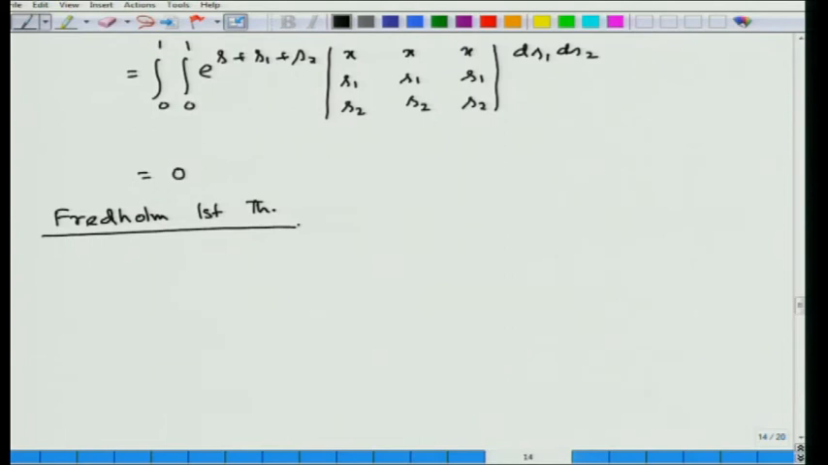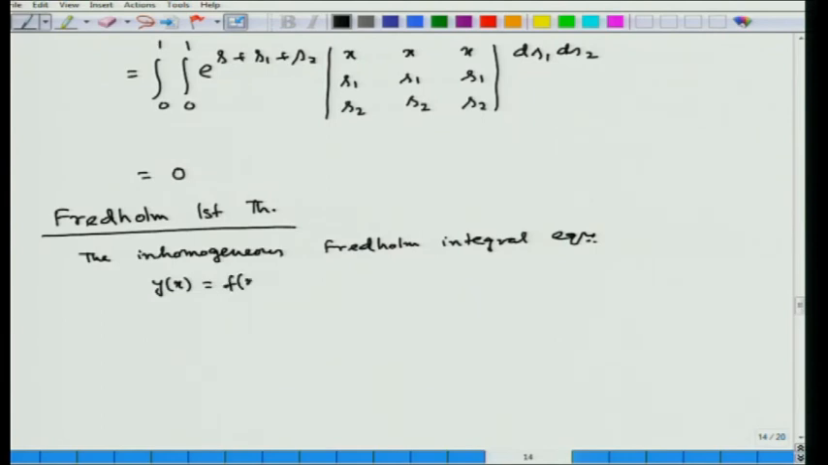Fredholm's first theorem states that the inhomogeneous Fredholm integral equation y(x) = f(x) + lambda integral from a to b of k(x, s) y(s) ds, where a is less than or equal to x, s less than or equal to b. This is the range.